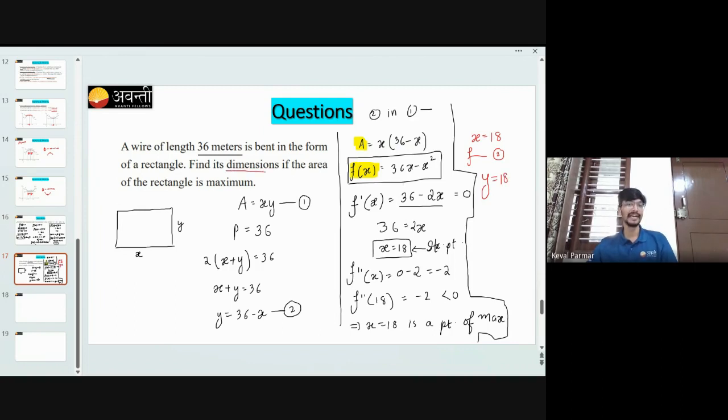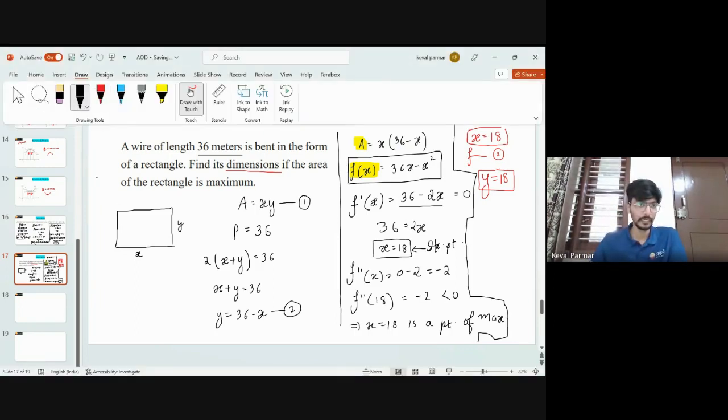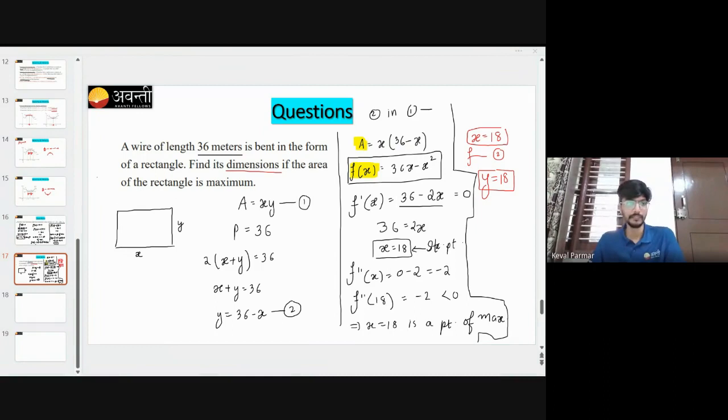So what are the dimensions? The length and the breadth are equal. So what does that mean? The rectangle is basically a square. So for a maximum area, the rectangle has to be a square. So simple. Look at these questions again and we'll do the next one.